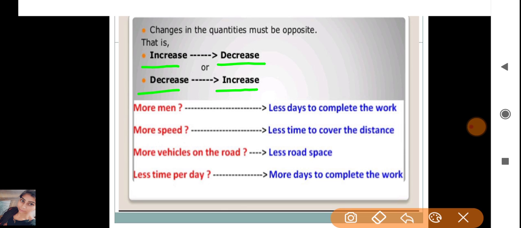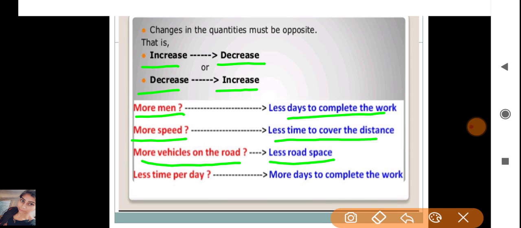The quantities given here are opposite of each other. Some examples: the more men there are, the fewer days they will take to complete the work. The more speed somebody drives at, the less time the distance takes to cover. The more vehicles on the road, the less space on the road. And the less time per day, the more days it will take to complete the work. These are some examples from daily life.